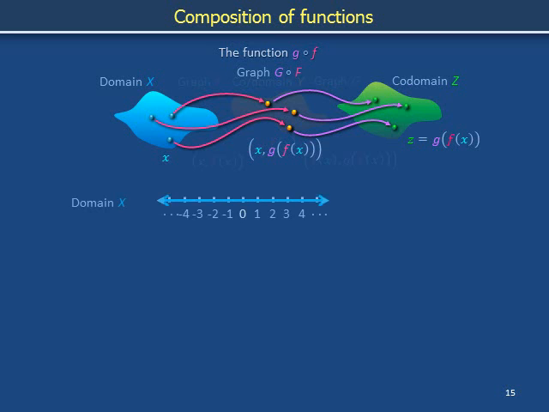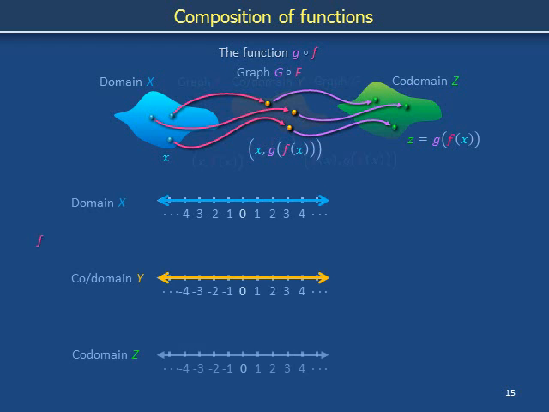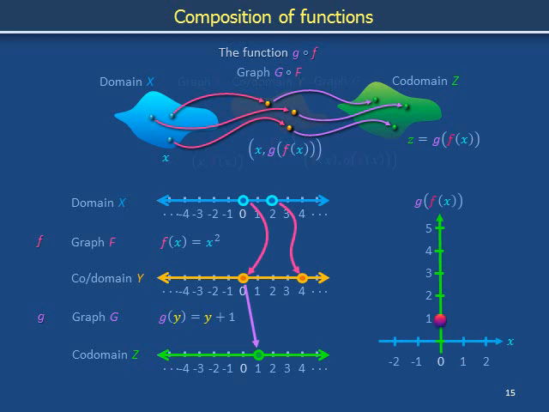In this example, we allow domain x, codomain y, and codomain z each to refer to the entire number line. The graph f will be described by the relationship y, in other words f on x equals x squared, and the graph g will be described by the association rule for z, that is to say g on y equals y plus 1. Examples of ordered pairs include 0, 1, 2, 5, and negative 2, 5, producing a vertically shifted parabola.